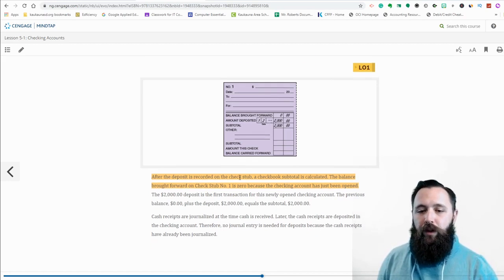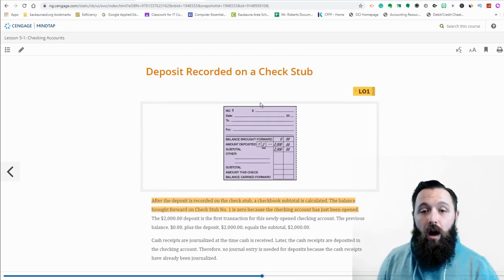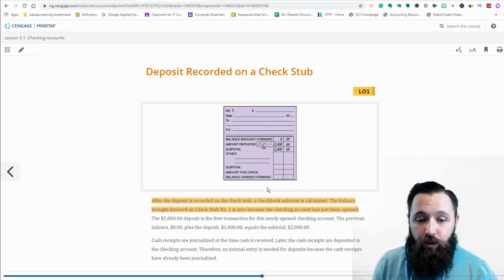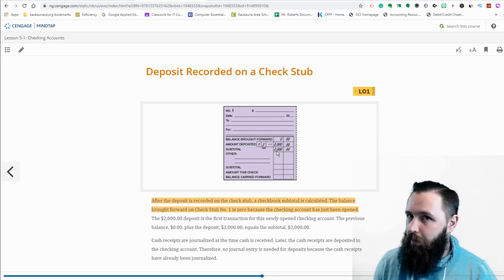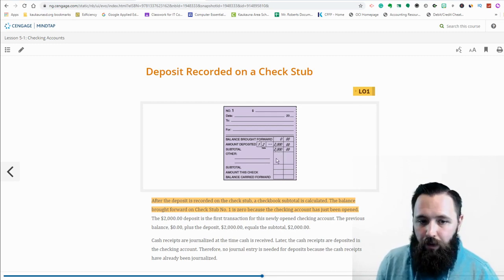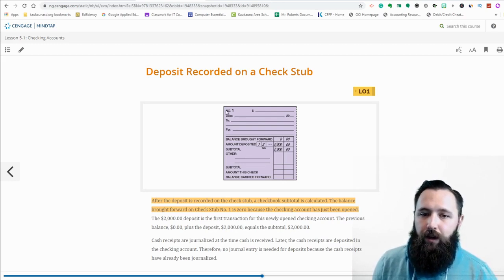And after, what we're going to do is record our deposit that we just had on this check stub. So the balance is going to be brought forward every single time that we have a new check. And this is going to be a running total of what we have in our checking account. And we want this total to match our actual bank account, right? So here you can see that this is the first check, and they're all going to be listed. So we have check 1, 2, 3, 4, 5, and you use them in order.